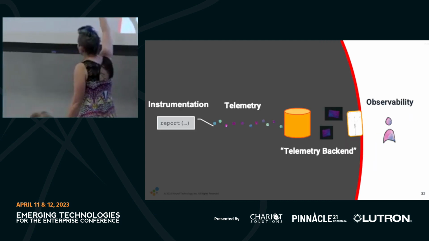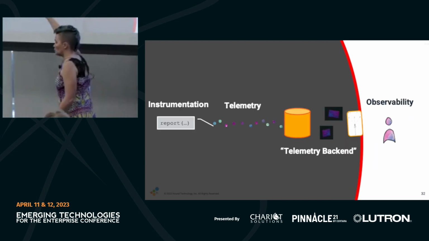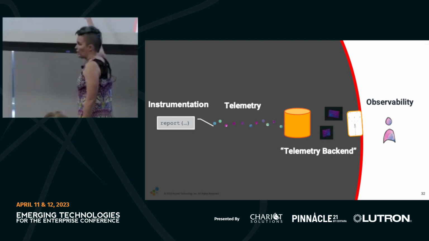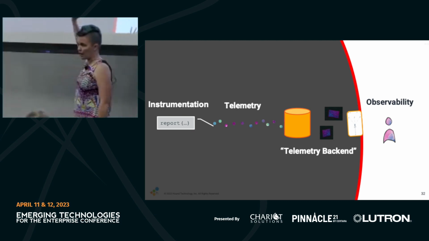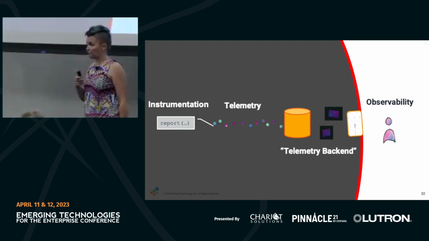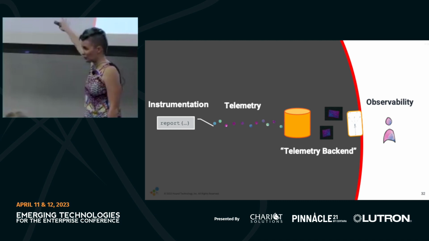We need the representation itself. So the telemetry is going to feed into a database somewhere, and then there's going to be some UI that's going to access that database and show it to us and let us learn stuff. And that is called a telemetry backend.